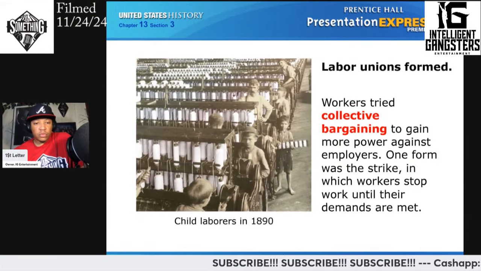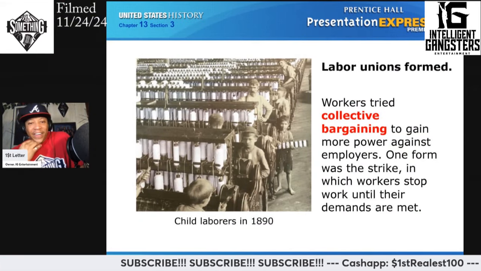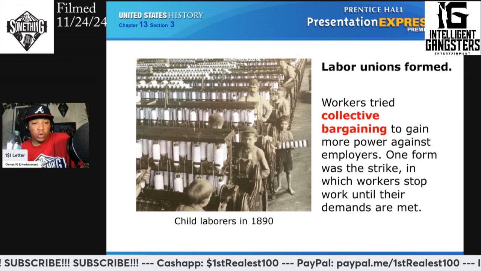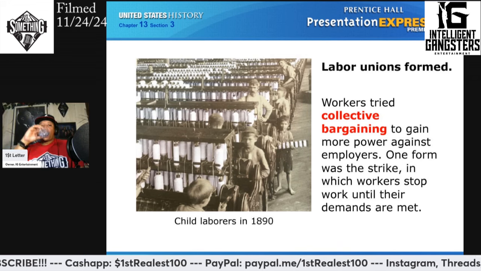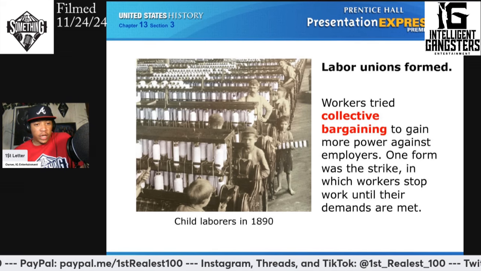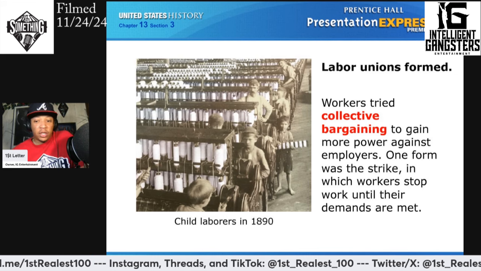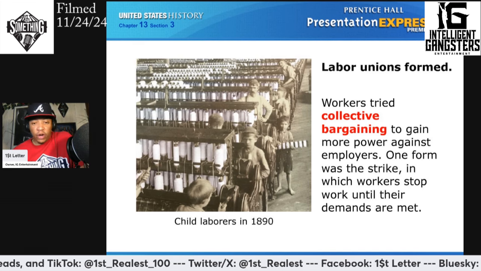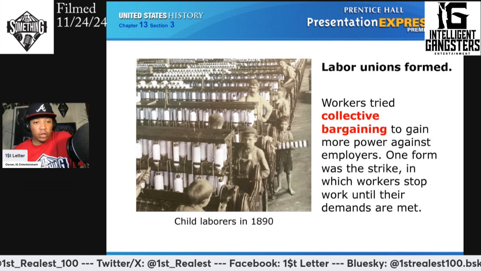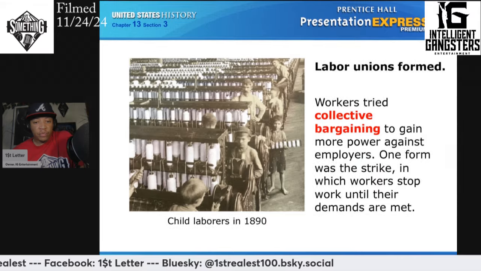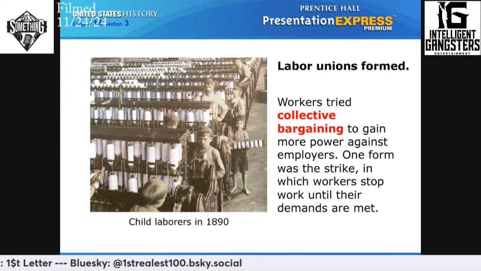Take a look at this picture, y'all. Take a look at this picture, y'all. Okay. I want y'all to notice who in there working. Okay. So this is a picture of child laborers in 1890. Again, if you're listening to me instead of watching, because you're driving, you're on the job, keep doing what you're doing. Now, don't try to look at this and lose your job or run off the road, okay? But it's a picture of kids working. Kids, okay? Look at that.